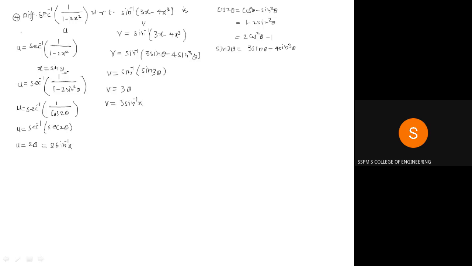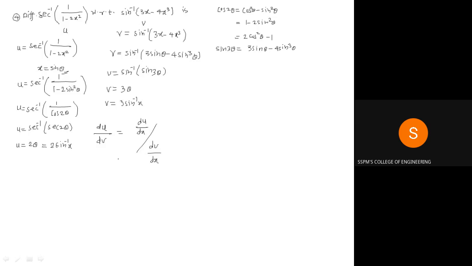Now what does differentiating u with respect to v mean? ये उसका मीनिंग होता है. So that is du by dx. du by dv is equal to du by dx upon dv by dx.